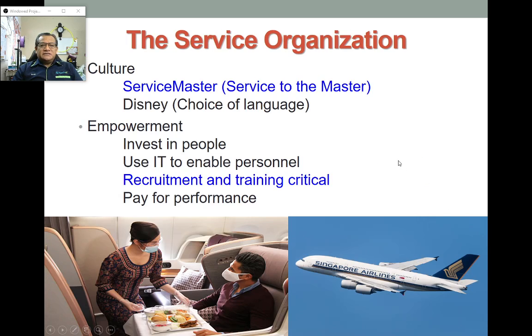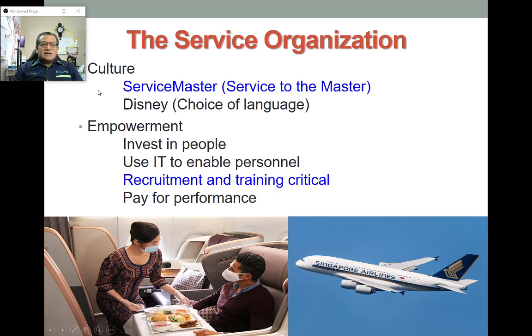Let's take a look at the service organization itself. I would say a service organization can be depicted in two major components. The first component is its culture, and the second component is empowerment. Let's take a look at one excellent service provider in the airline industry, namely Singapore Airlines, because Singapore Airlines is one of the top three or top five airlines in the world as far as excellent service is concerned.